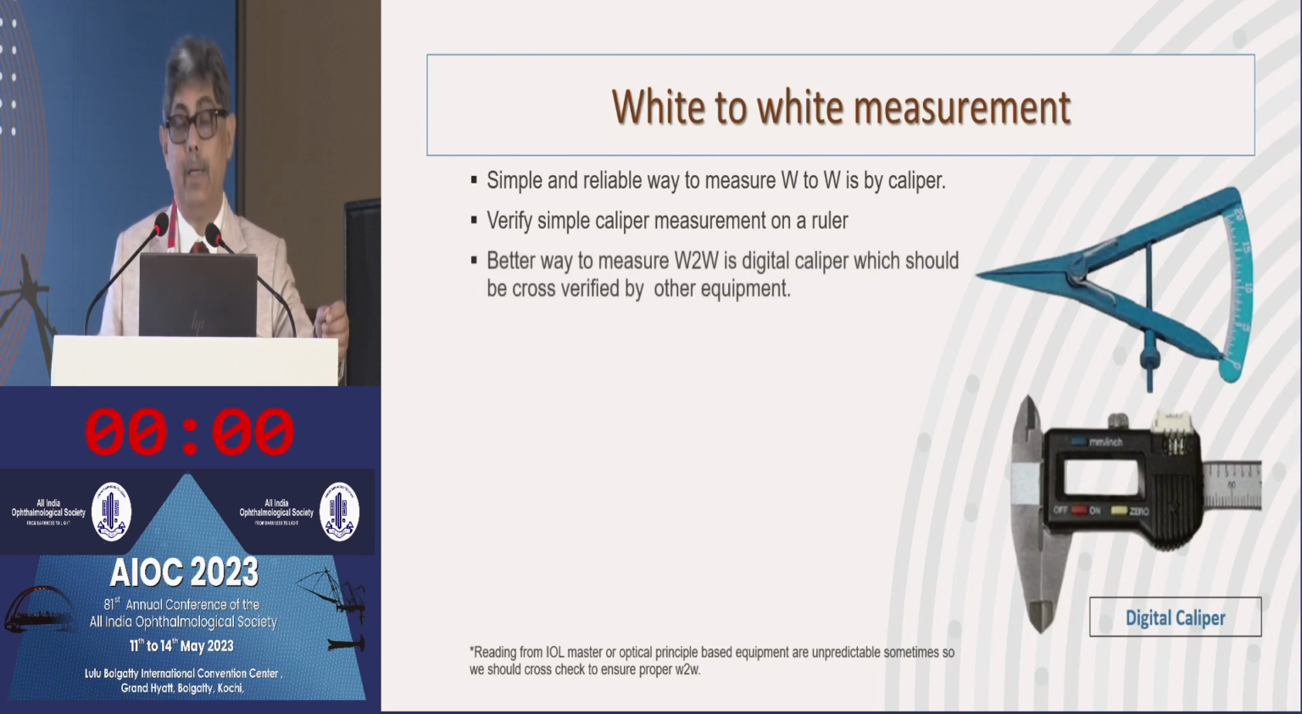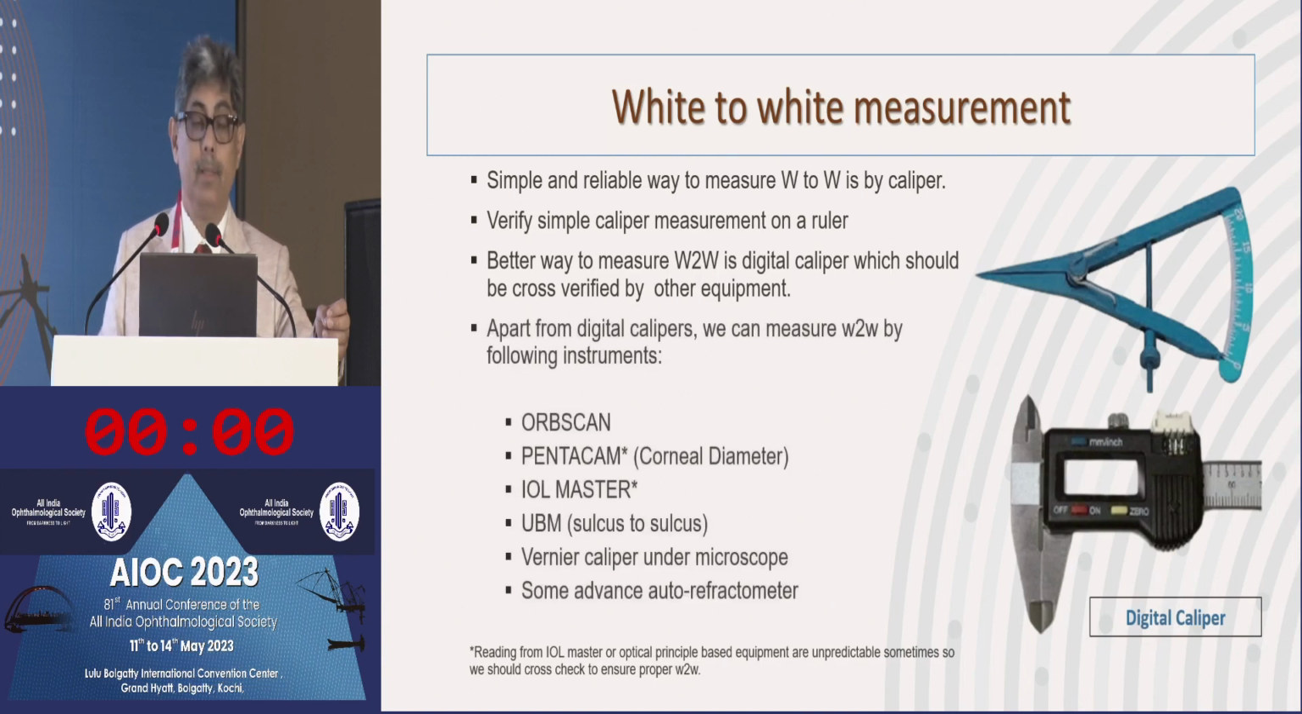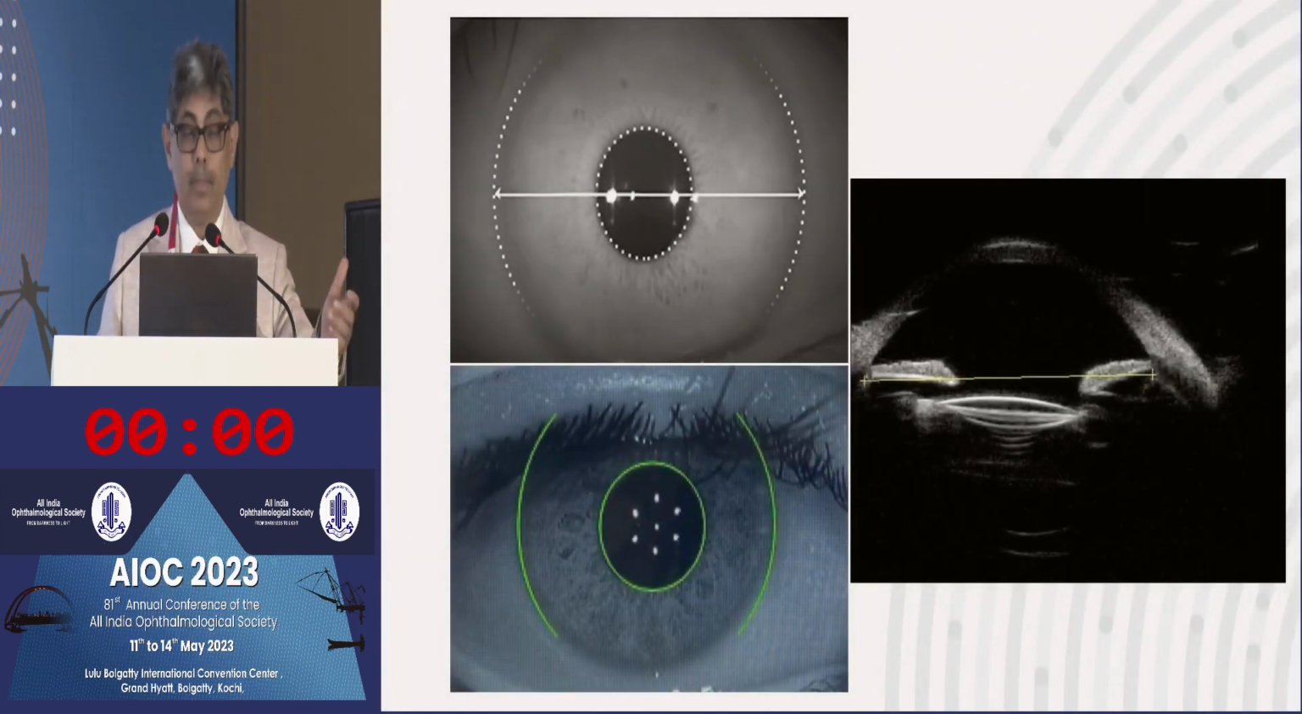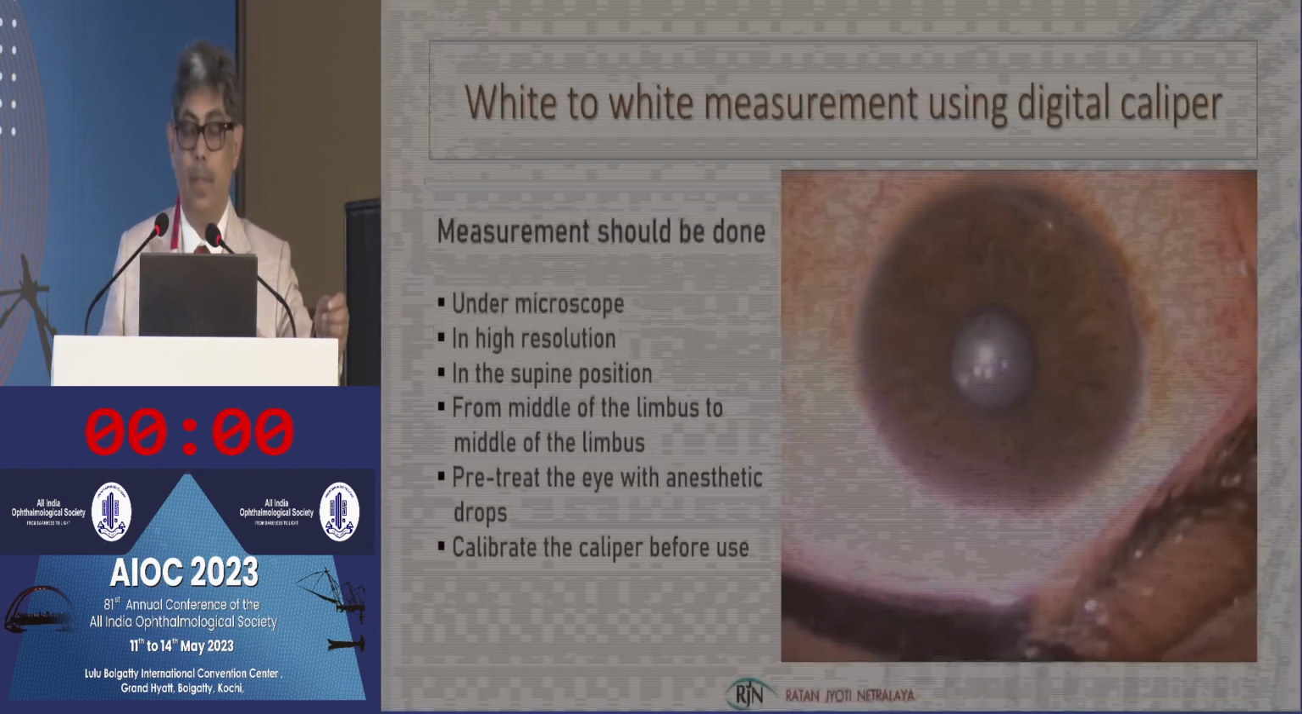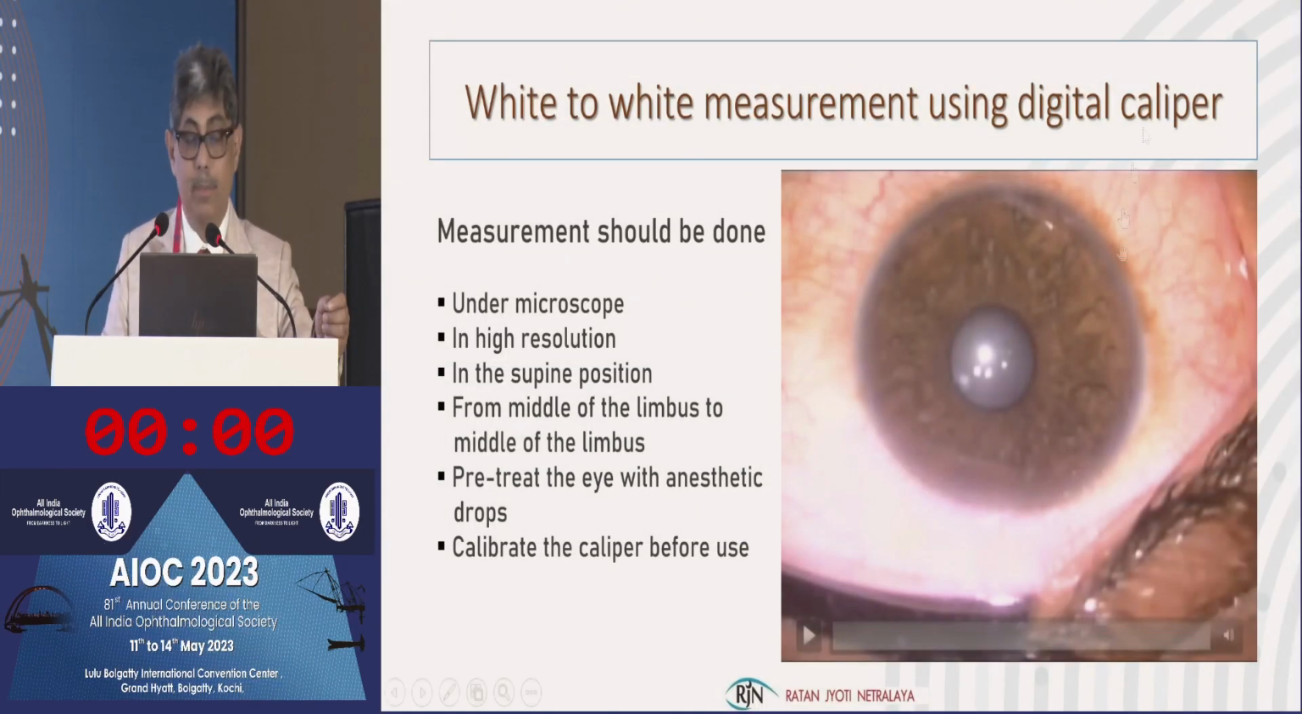to white, and I do it in all my cases with a digital caliper, as you can see on the bottom right side. The other things by which we can do it are OrbScan, Pentacam, IOLMaster, UBM, vernier caliper, or some advanced autorefractometers. And this is what we measure. This is depicted here, and this is a small video.